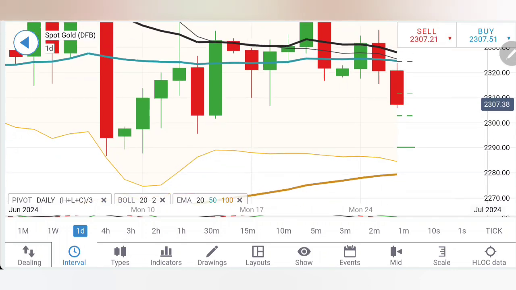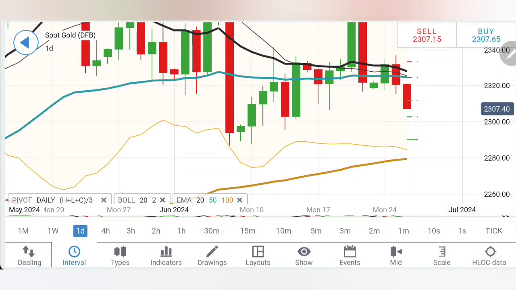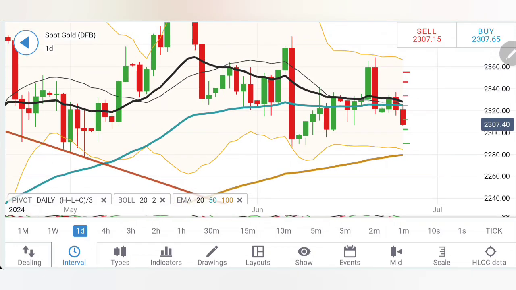How low? 2297.95 is going to be the first target. The 2290.87 zone is going to be the next target. Breaking below the double bottom levels, remember we are looking forward to 2280 and 2260 levels here. Yes, it can drop sharply, if not today, possibly sometime soon.